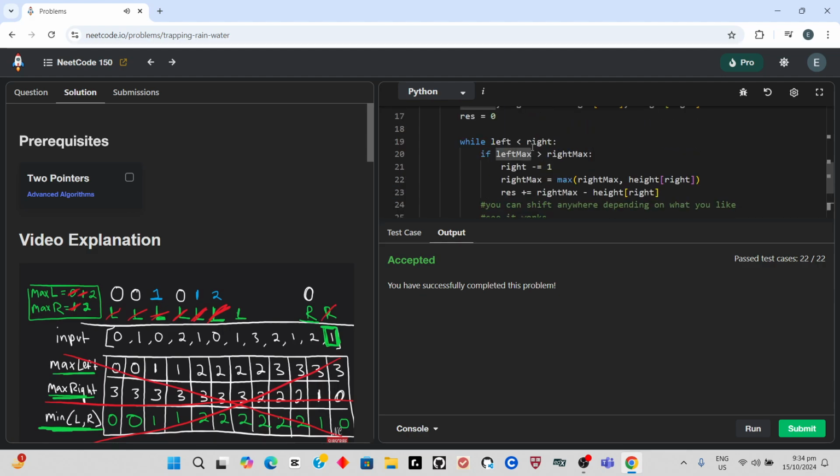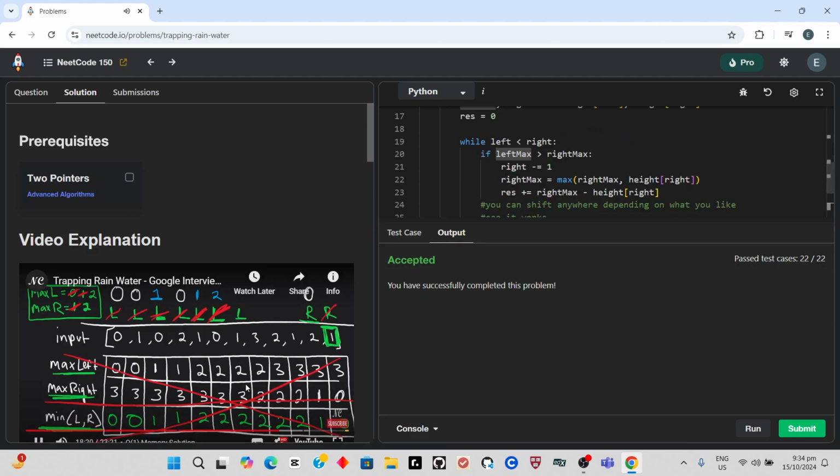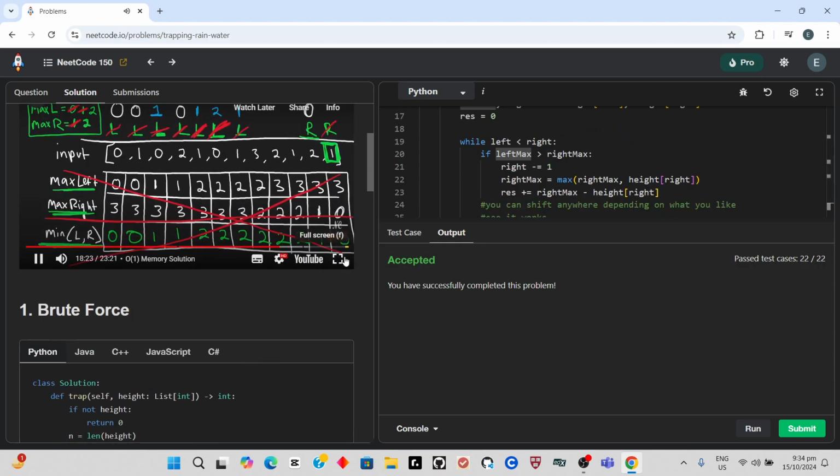So now we're over here. What's the max left? It's still 2 minus the height in this position, which is 1. That's going to give us a 1. So that means 1 unit of water can be stored here. Let's shift our left pointer again.